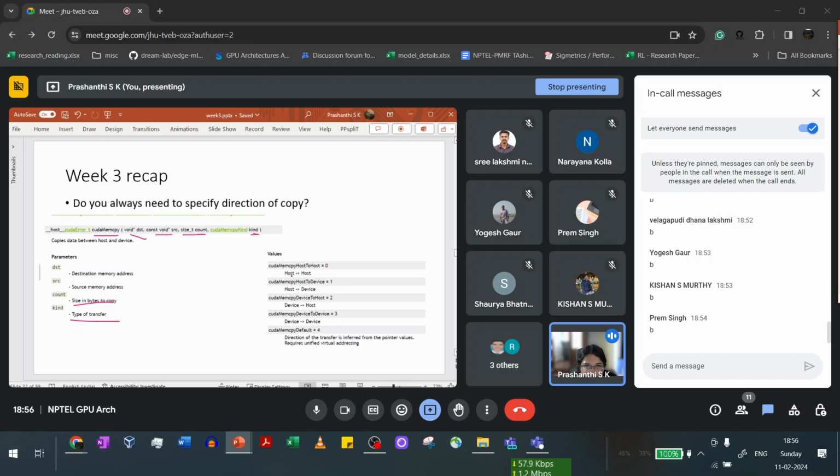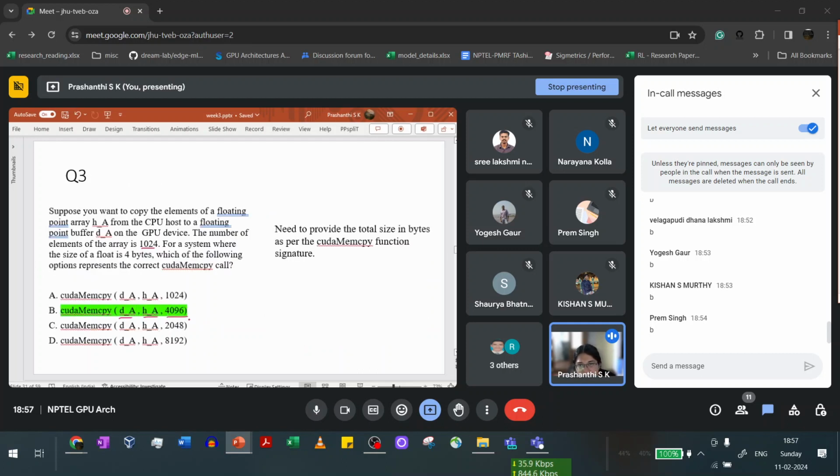So 0 indicates a host to host copy, host to device is indicated by 1, device to host by 2, device to device is 3, and the default is 4. So when you don't specify it, which is what we are doing here, the default is what is taken. So what happens with the default? The direction of transfer is inferred from the pointer values, and there is a note saying this requires unified virtual addressing. So this is what happens in this case where we don't specify kind. So this is just for our own understanding, not from the perspective of answering this question. Any further doubts on this?